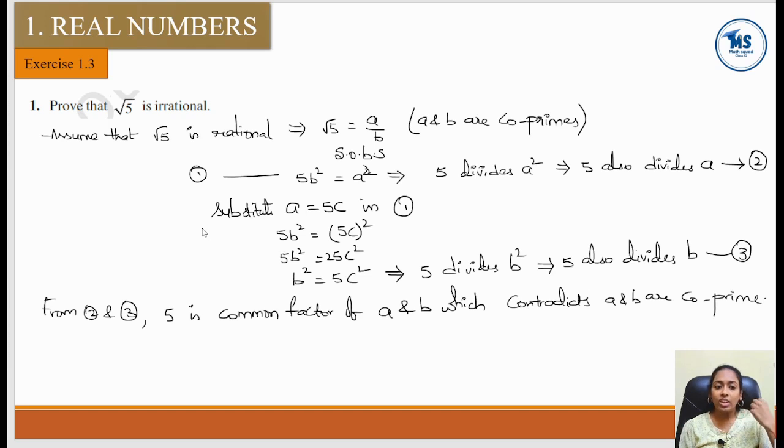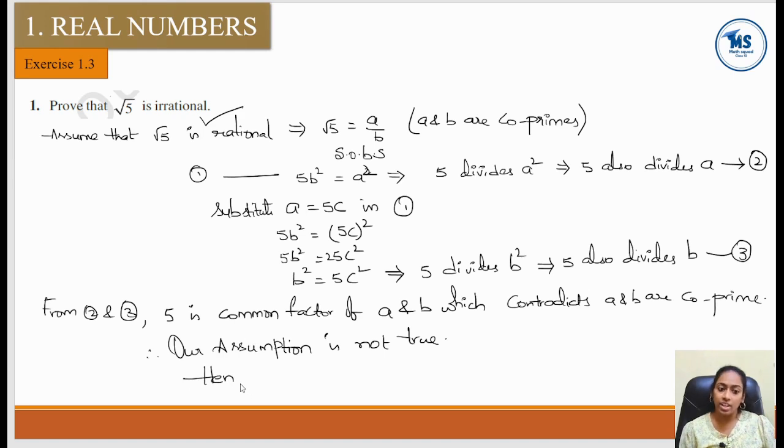So where did we go wrong? Everything we did right? No. Basically our assumption, root 5 is rational, that is wrong. That's why we got a common factor for 2 co-prime numbers. Therefore our assumption is not true. Hence root 5 is irrational, which cannot be written in the form of a by b.